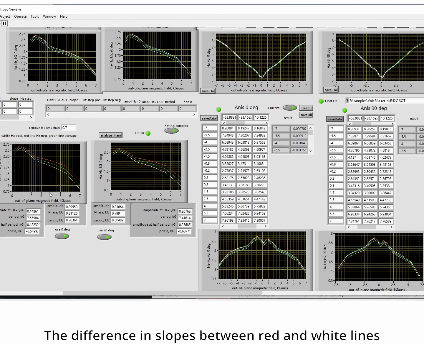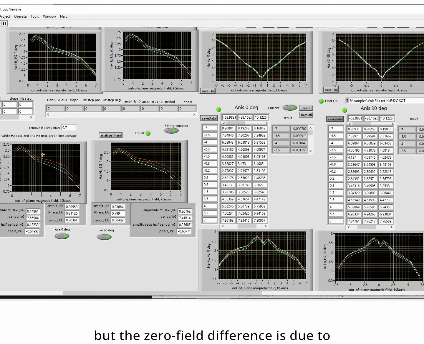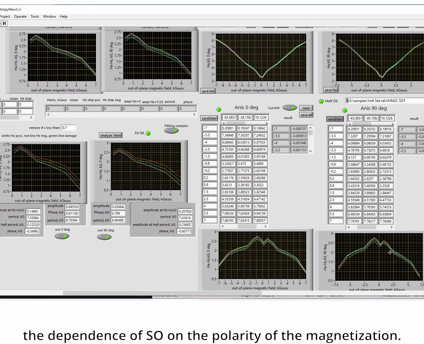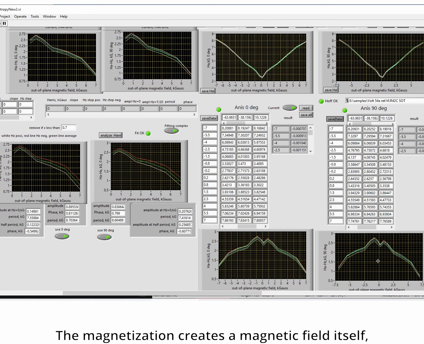The difference in slopes between the red and white lines is due to the dependence of spin-orbit interaction on the polarity of the external magnetic field. But the zero field difference, here and here, is due to the dependence of spin-orbit interaction on the polarity of the magnetization. The magnetization is reversed at a rather weak magnetic field and creates these steps. The magnetization creates a magnetic field itself, due to which there is a polarity dependence of spin-orbit interaction.